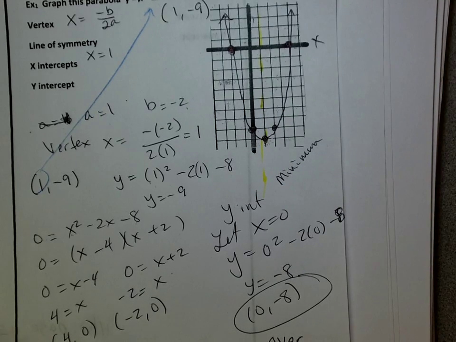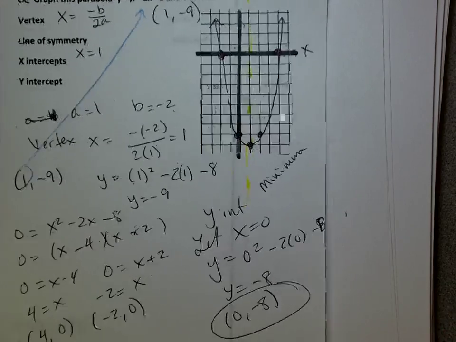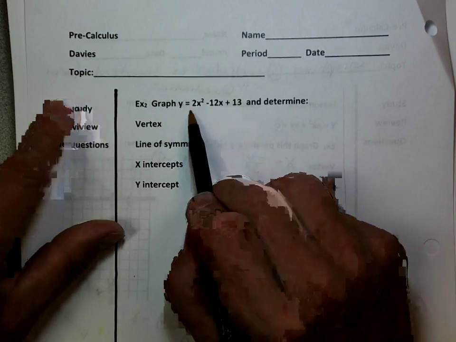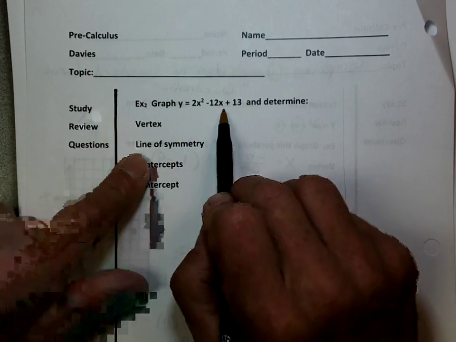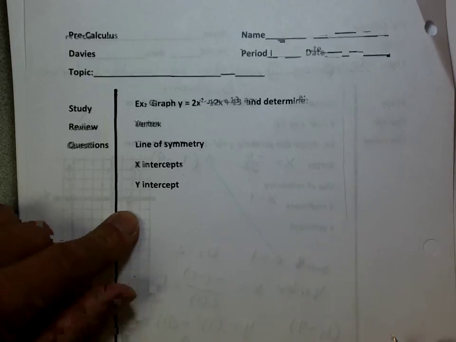Let's do this one more time. Let's turn the page and do one that is possibly upside down. Right, example 2. 2x squared minus 12x plus 13. Actually, this one's not upside down at all. We're going to see what happens on this one, okay? And determine the vertex, line of symmetry, x-intercepts, and y-intercepts, okay?